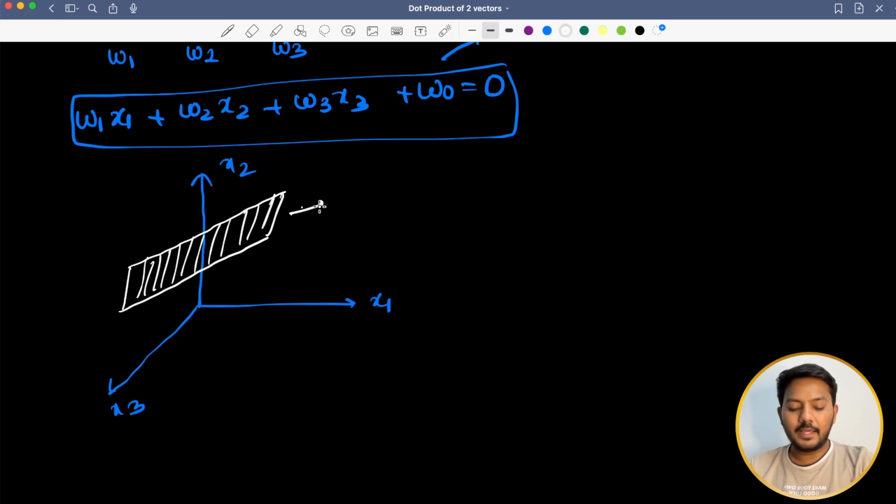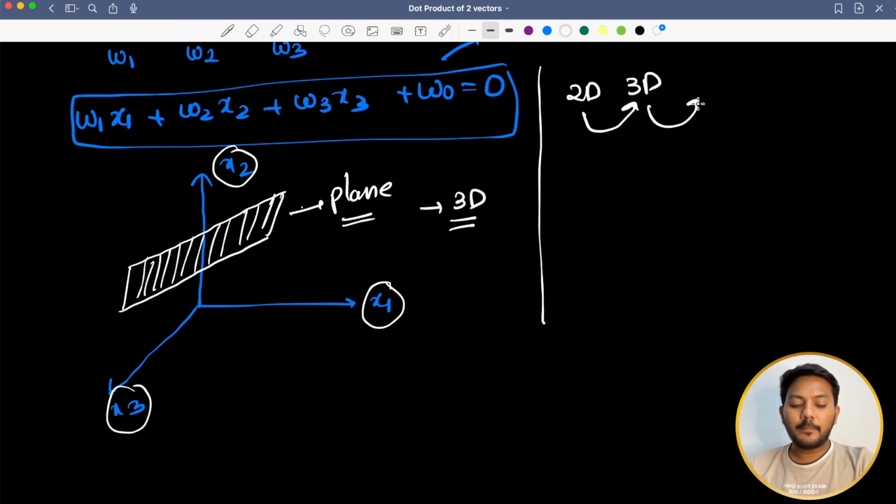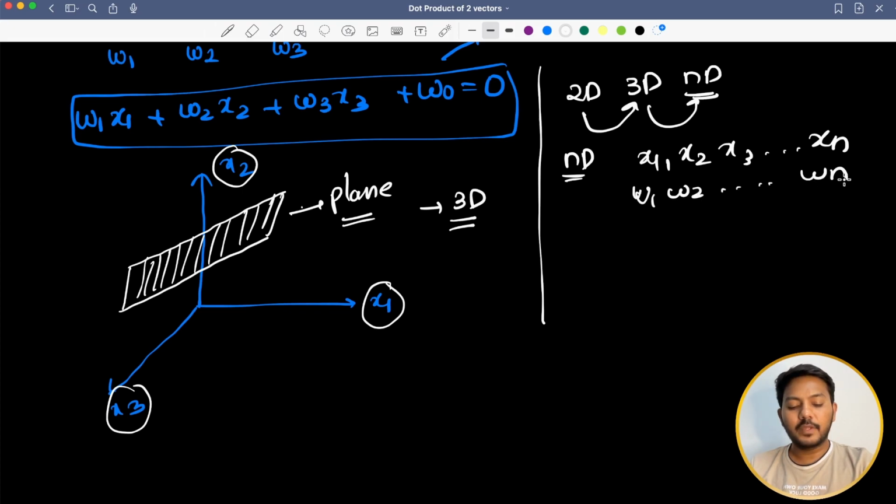So this is a plane which is going through all these axes x1, x2 and x3. So it is in 3D. Now we have learned that everything that we learned in 2D, we extend to 3D and to ND. So what would be my formula in ND? Let's say I have x1, x2, x3 up until xn. So every one will correspond to w1, w2 up until wn. So my equation of a plane in n dimensions would be w1 x1 plus w2 x2 up until wn xn plus w naught equal to 0.